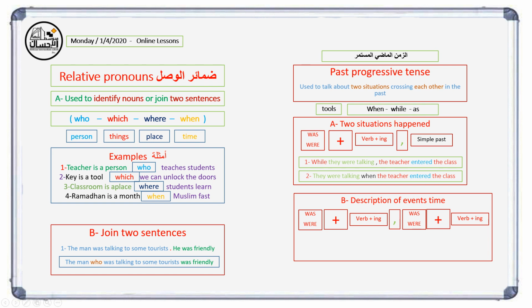So remember this. Look at this. I'm going to talk about a waiter. He was taking the order while he was watching the TV. So two situations. Taking the order, this is situation one, event one, and the second event is he was watching TV. While he was watching TV, he was taking the order, when he was watching the TV, or as he was watching the TV, comma, he was taking the order.